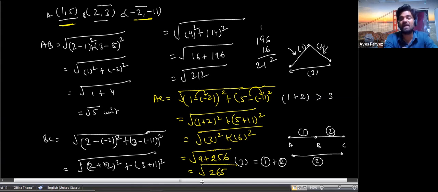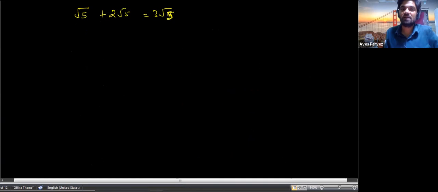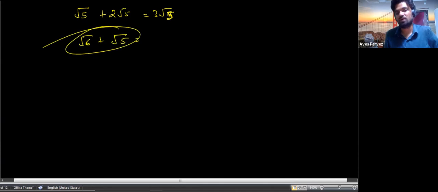So root 5 plus root 212: these are two different roots, we cannot add them. Why can't we add these two, dear students? Because we cannot bring this one in the form of root 5. This is the rule of adding roots: whenever we have the same number under root, for example root 5 plus 2 root 5, it will be equal to 3 root 5. But if I have root 6 plus root 5, we cannot add these two. This would be the answer itself.